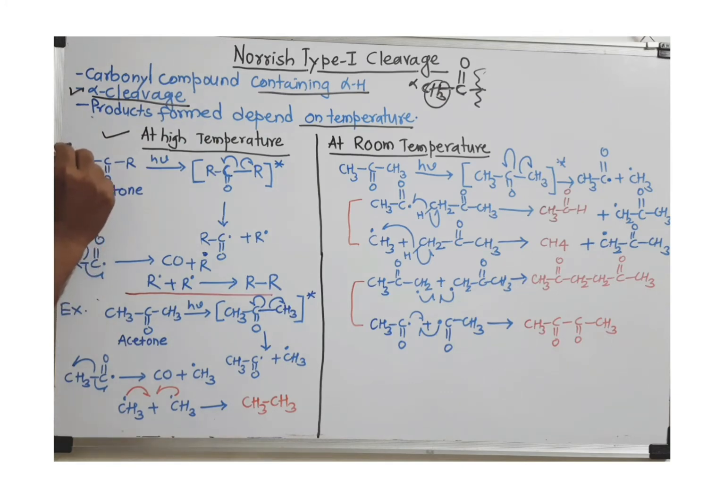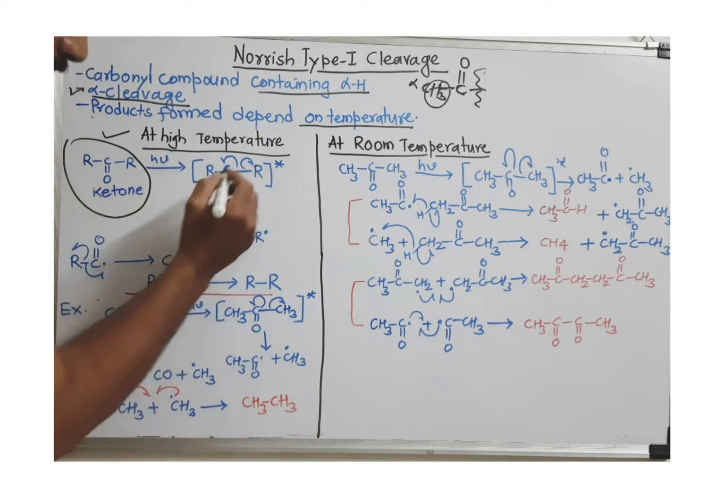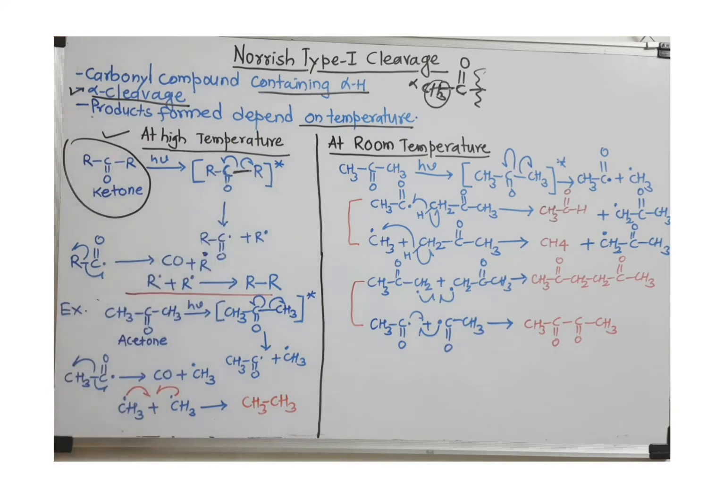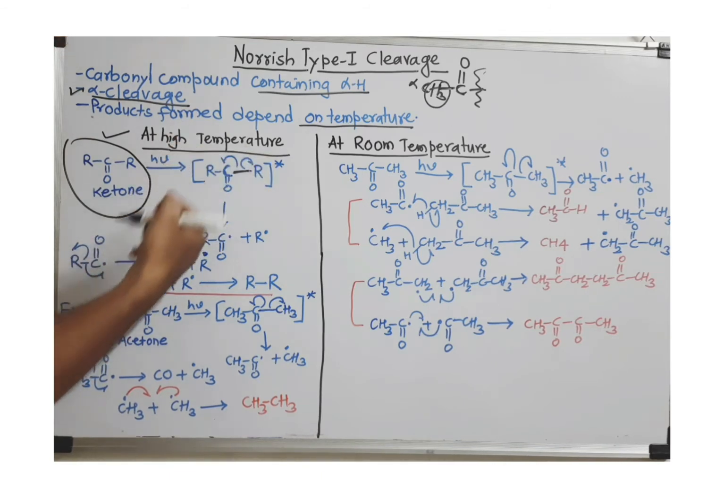So we have to select a ketone which has an alpha hydrogen. It will undergo excitation after absorbing light of a certain wavelength. So this is the excited state. In the excited state, we have to select alpha cleavage, the alpha bond. This is the alpha bond or this is the alpha bond. You can select either of these.